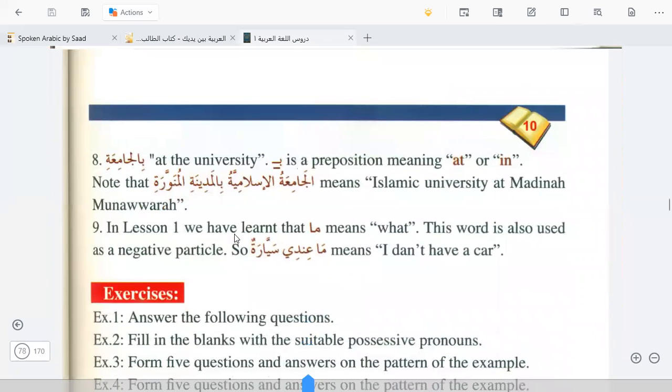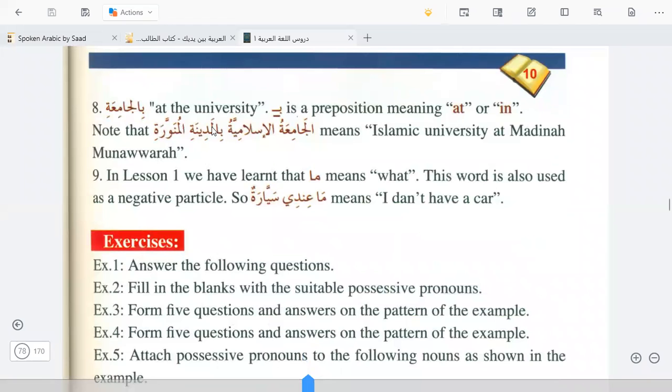Point number 8, second last point of this chapter, Bil Jamiati, at the university. Bil Jamiati means at the university. B is a preposition, meaning at or in. Note that Al-Jamiatul Islamiyatu bil-Madinatil Munawwarati means Islamic University at Madinah Munawwara. Al-Jamiatul Islamiyatu means Islamic University. B is used for at. Bil-Madinatil Munawwarati means at Madinah Munawwara. Okay, dear?